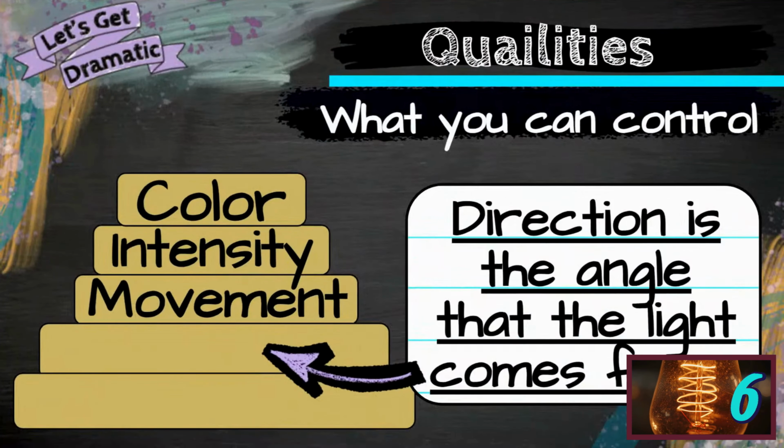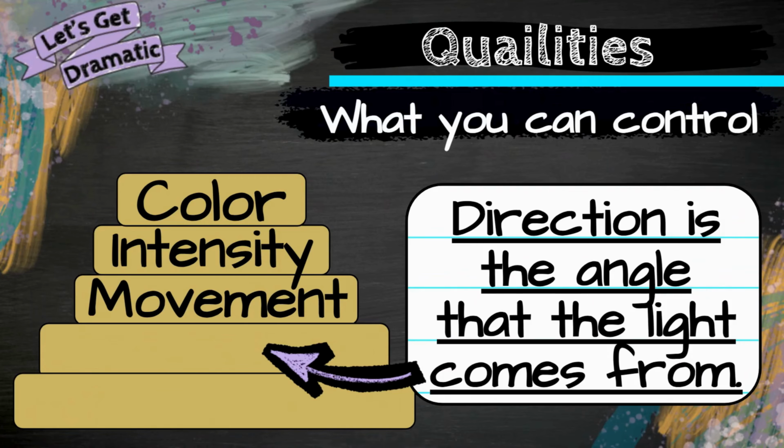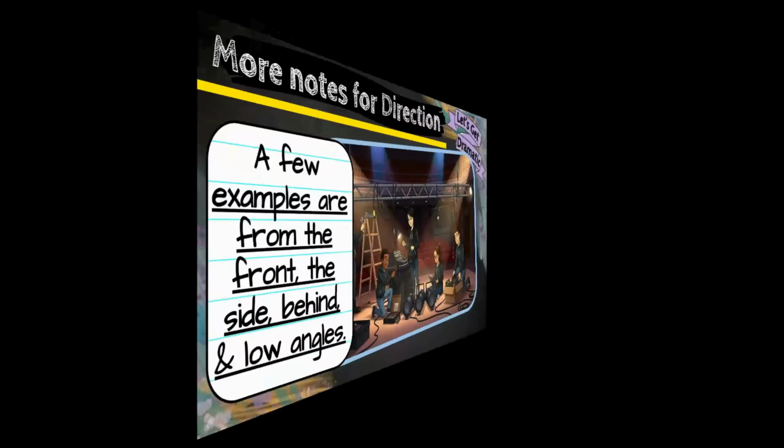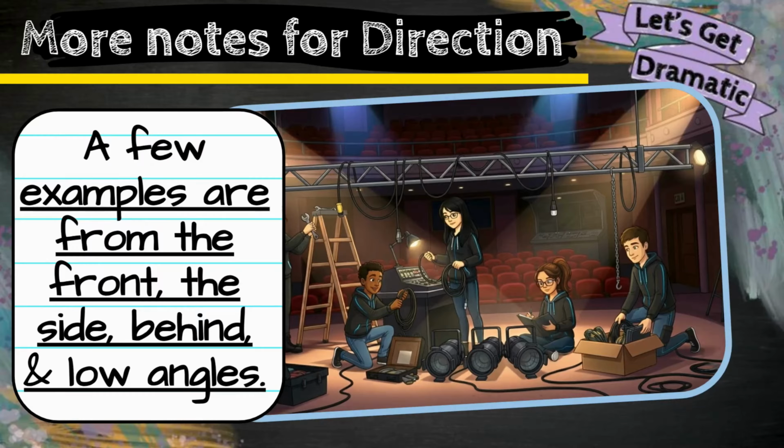So another quality is direction. Direction is the angle that the light comes from. A few examples of direction are from the front, from the side, from behind, low angles, so like from where the feet would be, things like that. So it is literally the direction the lighting is coming at your object or your actor.